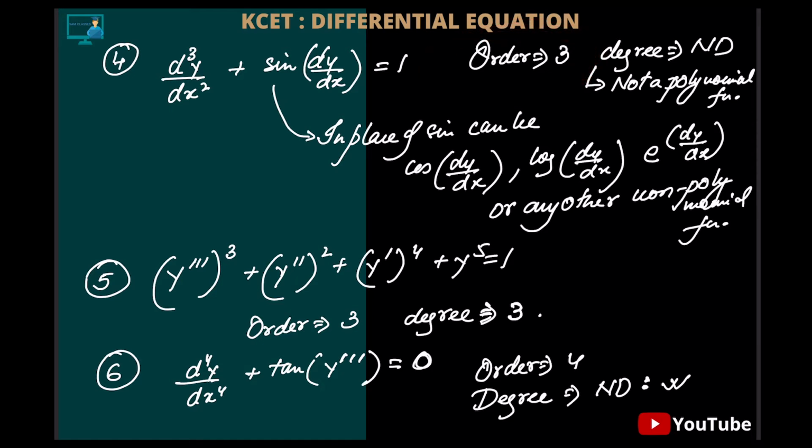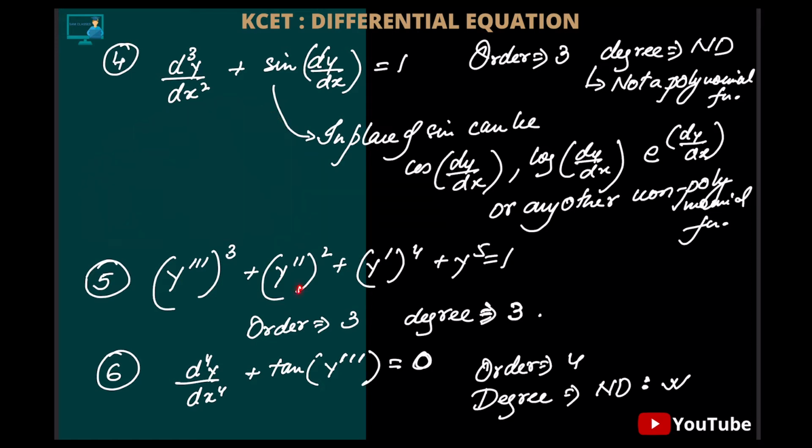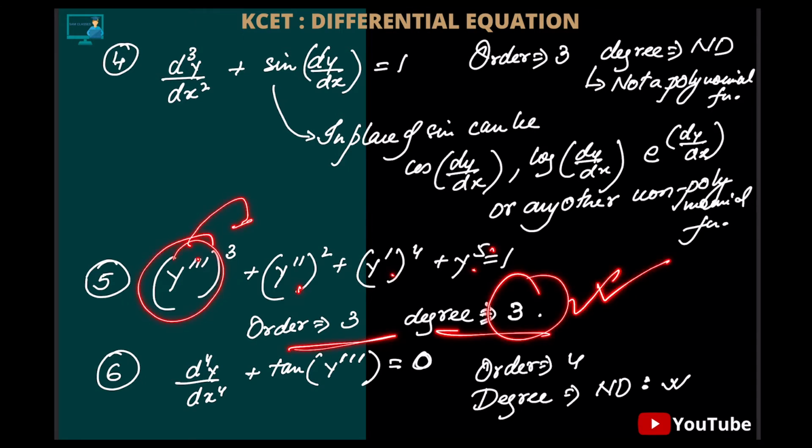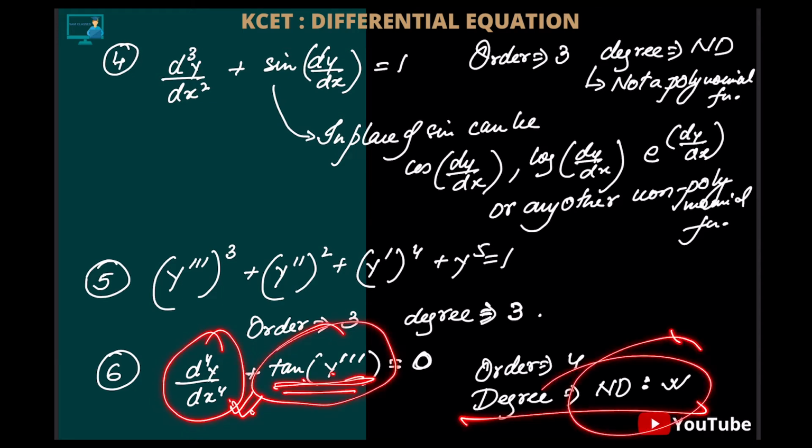Now what do you mean by, sir, y triple dash? It is the same thing as d3y by dx cube, meaning third order derivative. Second order derivative, first order derivative plus y power. So order is 3. What about degree? Highest power of this derivative, which is 3, only one power was there. Now d4y by dx4. So we can say fourth order. What about tan? The tan came with the derivative, so degree not defined. Clear.